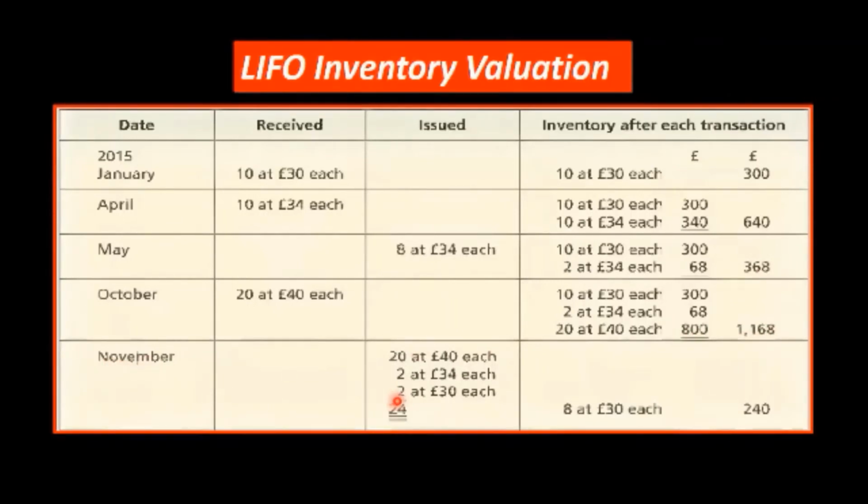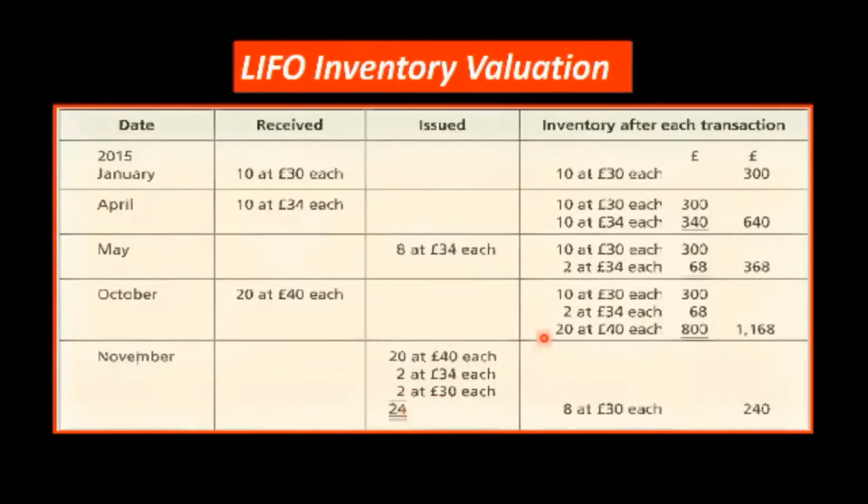In November, we sell 24. Now look carefully at how the 24 is coming out. First, last in, first out. So you get 20 from here, that's this 20 there. Then we get 2 from here, that's 22. We need another 2 from up here to get 24. So that's how they come out: 20 at 40, 2 at 34, and 2 at 30. And we have them here, and we get 24 here.